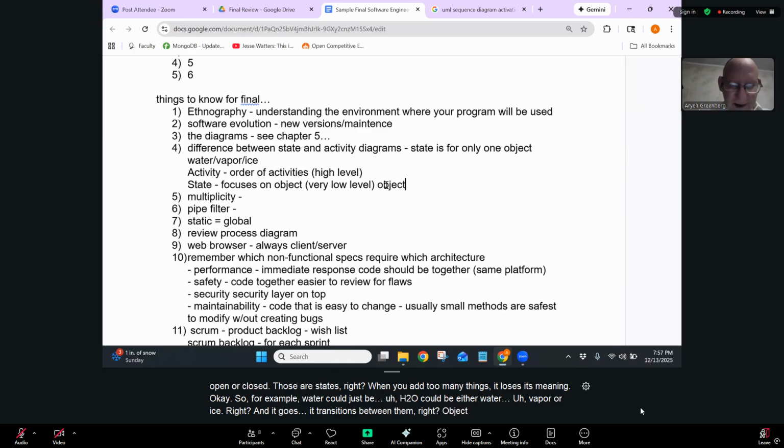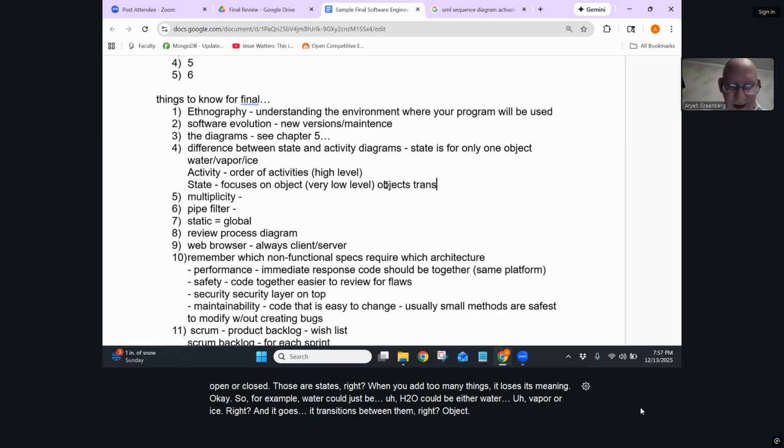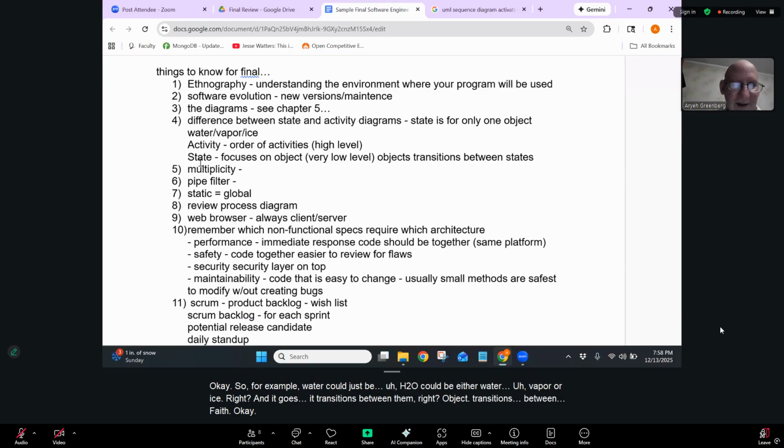Object transitions between states. Okay. Multiplicity, you do not have to know.